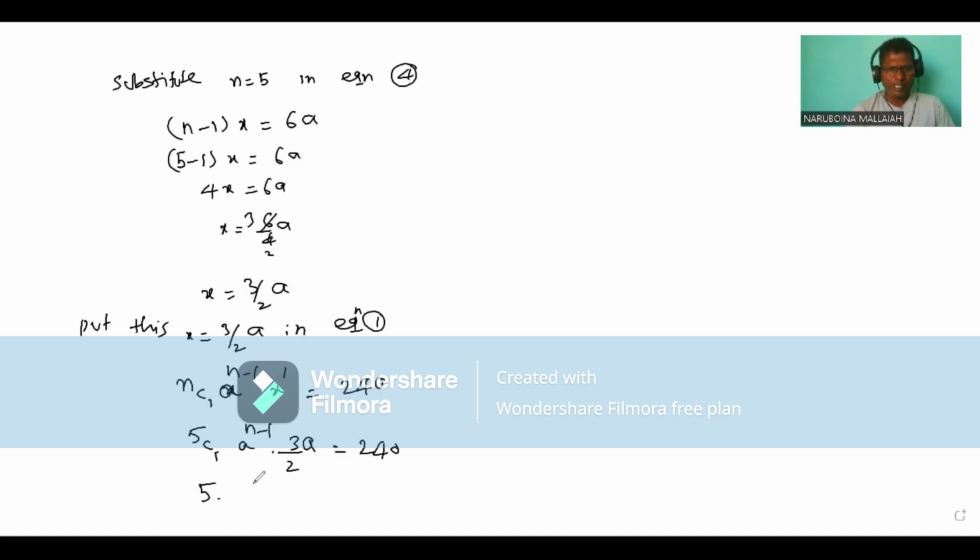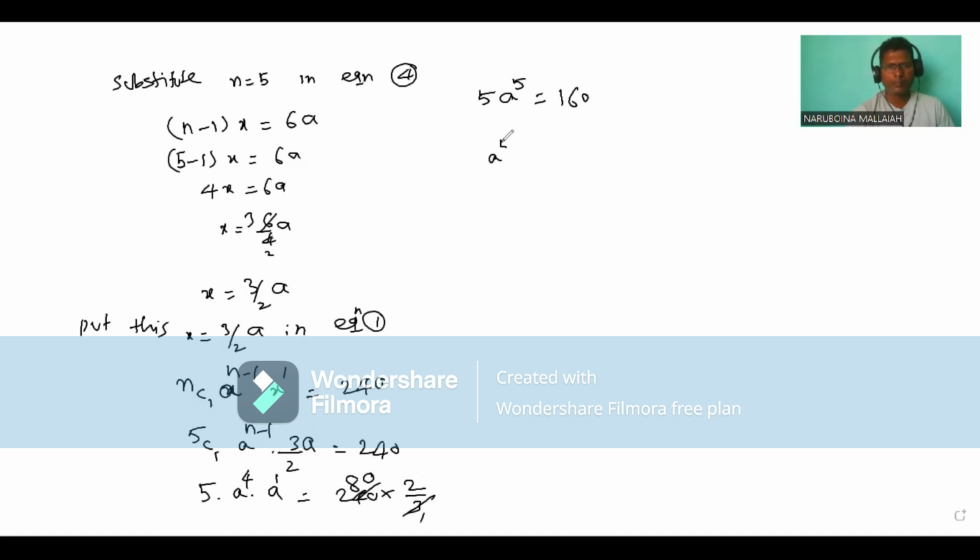Next, a to the power of, in the place of n, I place 5. 5 minus 1. So here n value is 5. 5 minus 1 is 4. a power 4. Here, 3 by 2, send this side. It will become 2 by 3. Now 5. a power 4 and a power 1, that is a to the power of 5. a to the power of 5 is equal to 3 8s are 24, 0. That is 160.